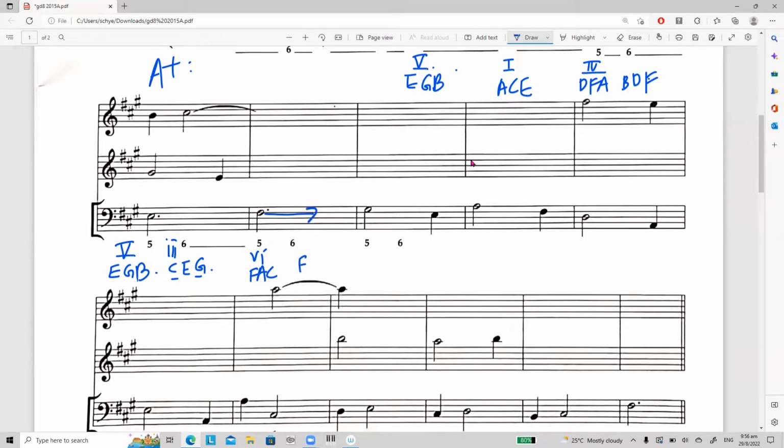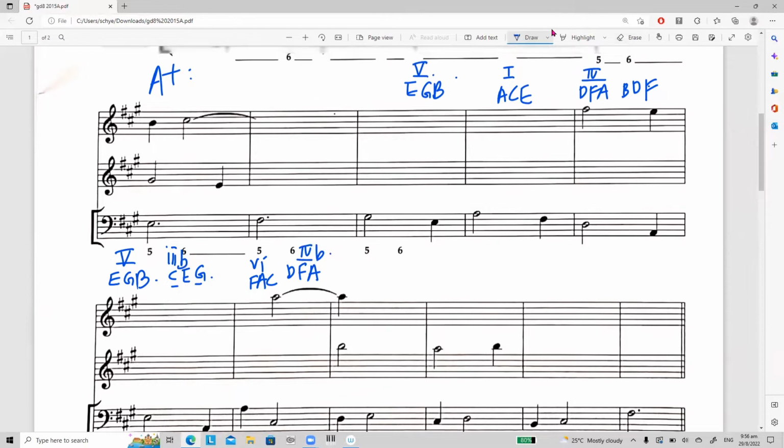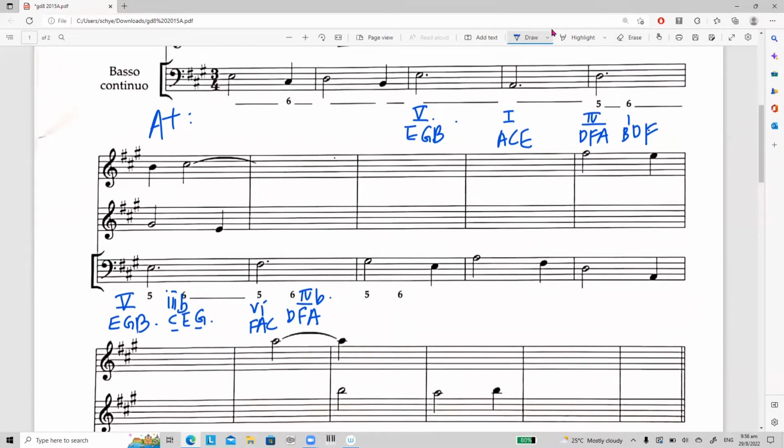Next one, F is the middle note. 6 means this bass note is the middle note. So this is D, F, A. So chord 4 in A major, chord 4 first inversion. So these are all first inversion. Chord 2 first inversion. Next bar has 5. So G count 5 steps is D. So G, B, D. So this is chord 7.